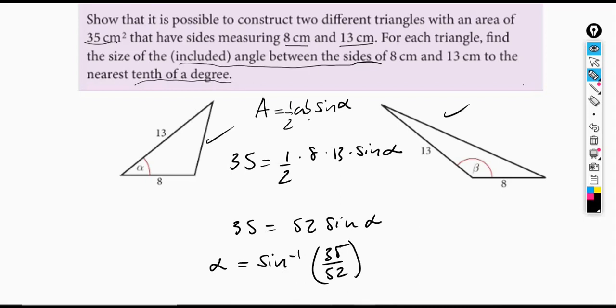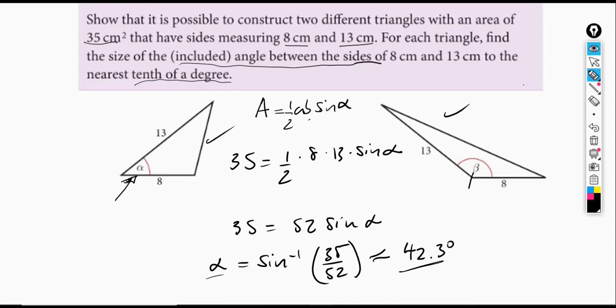So here we have to plug this into the calculator, and since they want the answers in degrees, it has to be in degrees. So this is going to give us approximately 42.3 degrees. So that means that alpha is 42.3 degrees. So this proves that this angle is 42.3 degrees.